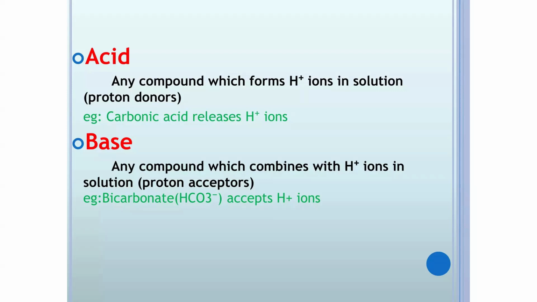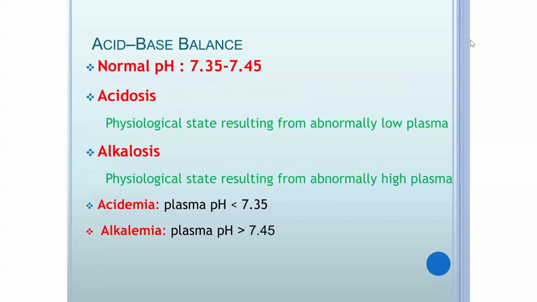Examples of an acid: we have carbonic acid. And an example of a base, we have bicarbonate. So carbonic acid releases hydrogen ion, and bicarbonate accepts hydrogen ion. For example, the normal pH for blood, or the fixed pH of blood, is 7.4, but it has a range of between 7.35 to 7.45. That is the normal pH of the blood.